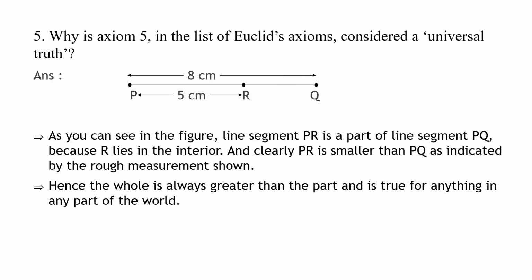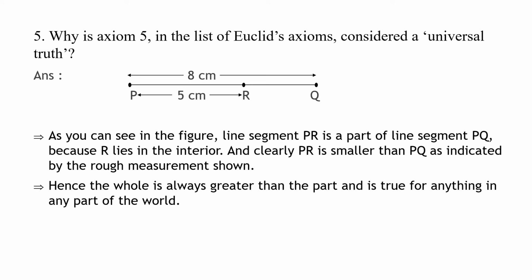Okay. Now this is axiom 5 in the list of Euclid's axioms and considered to be a universal truth. What is the statement? You can see in the figure. Just for the example, we have taken PQ equal to 8 centimeter, and we have taken a point R on PQ such that PR is 5 centimeter.